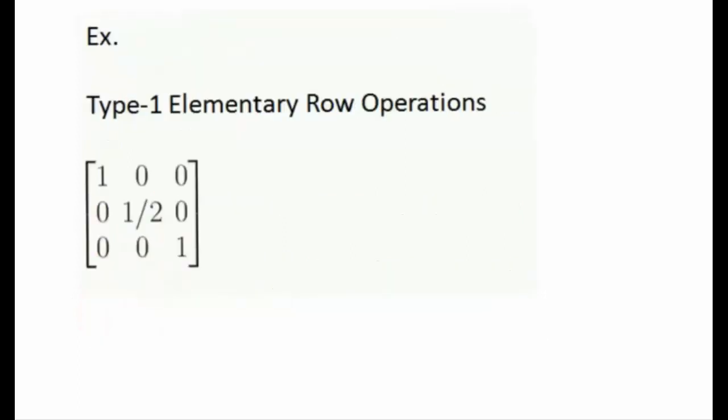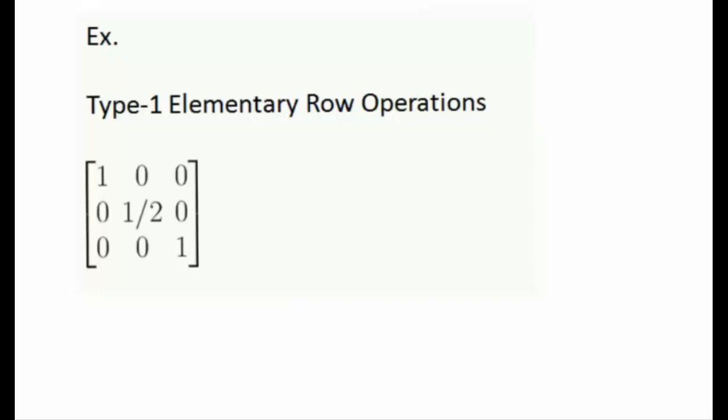Let's take a look at what a type 1 elementary row operation might look like. Take a look at this matrix on the left, and notice that it's really close to reduced row echelon form, but this 1/2 is preventing it from being in reduced row echelon form. Remember that in row number 2, the first non-zero number that we hit has to be a 1. So we could take row number 2 and multiply that fraction by 2, and that would create a leading one for us.